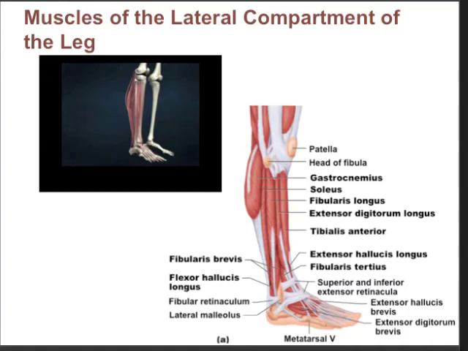And again, they're named for their relative size and their location. Fibularis because it runs near the fibula. The fibularis brevis, of course, is the shorter muscle and the deeper muscle.